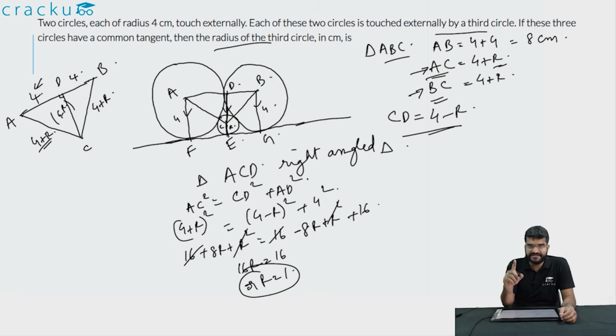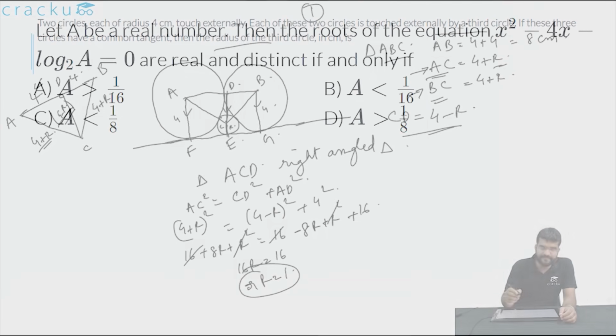To solve this question, the first thing we did was connect the centers of all the circles, then figure out that the centers of the circles form an isosceles triangle. Then we found out that the height of the isosceles triangle is 4 minus r. Once we found that, solving for r is very simple, and in this case r will equal 1.